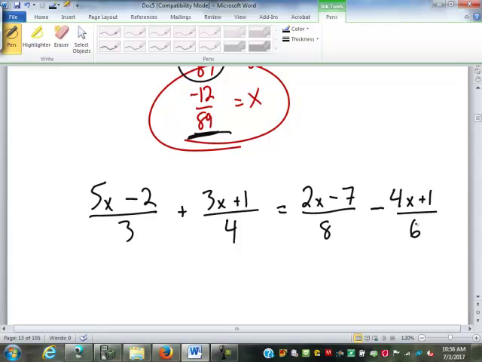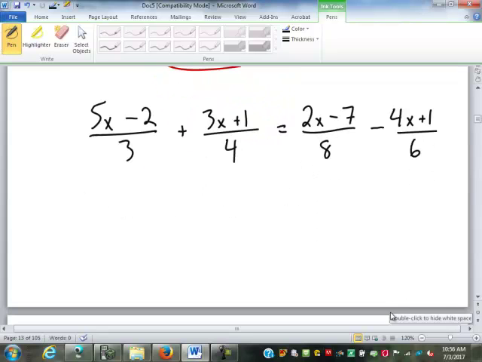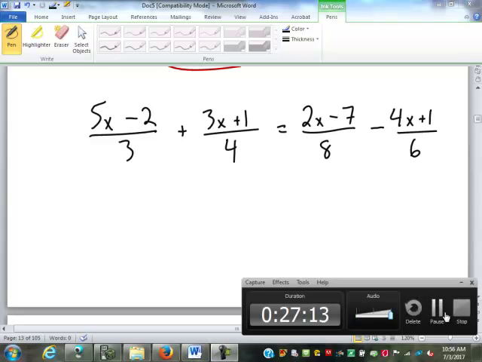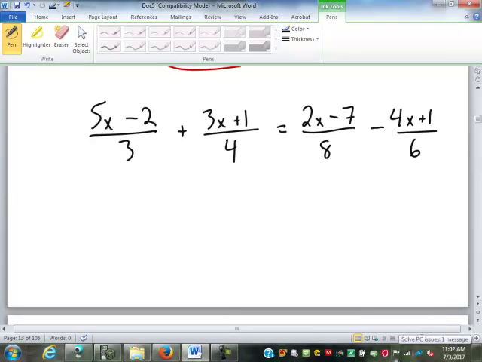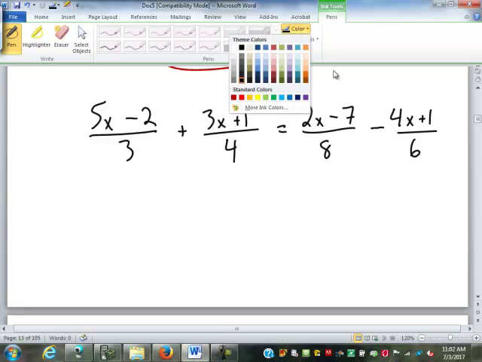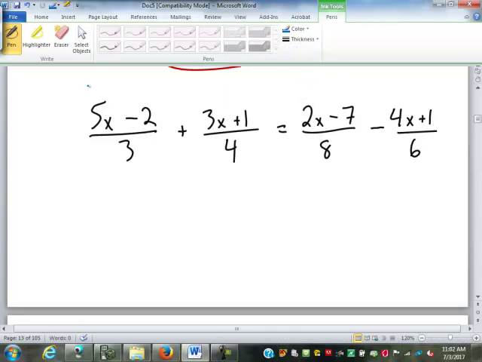In your notes, give that one a shot. See what you come up with. Okay, we'll rescue you here, see how it's going. What did you find for the least common denominator? 24 works.